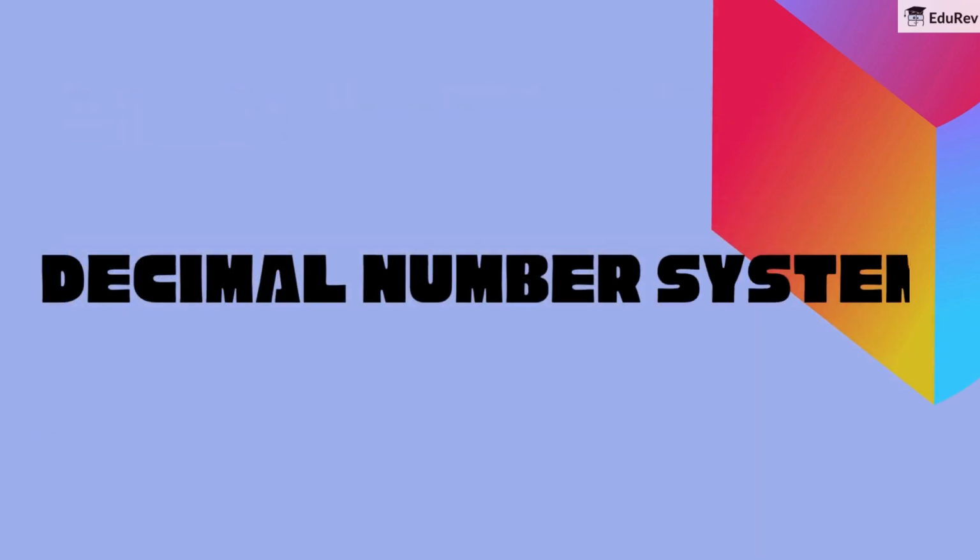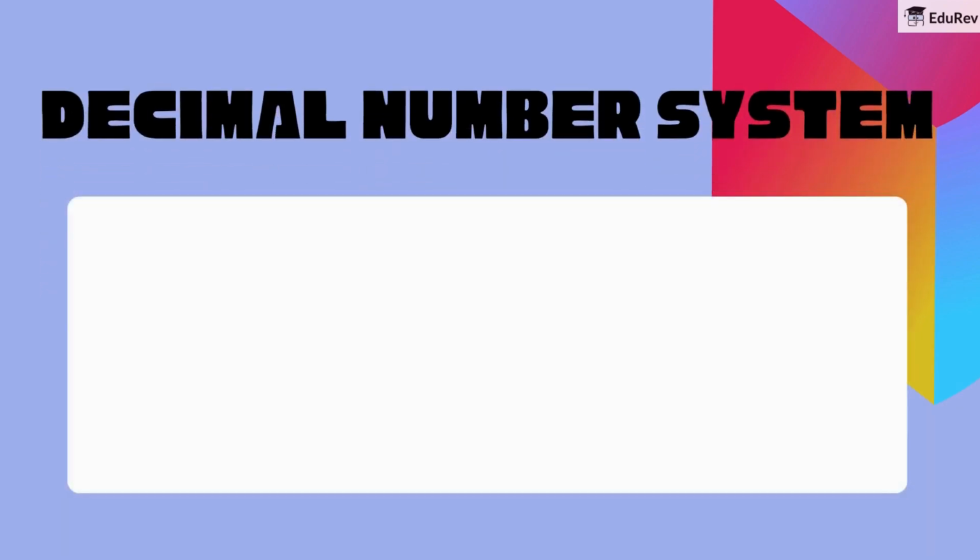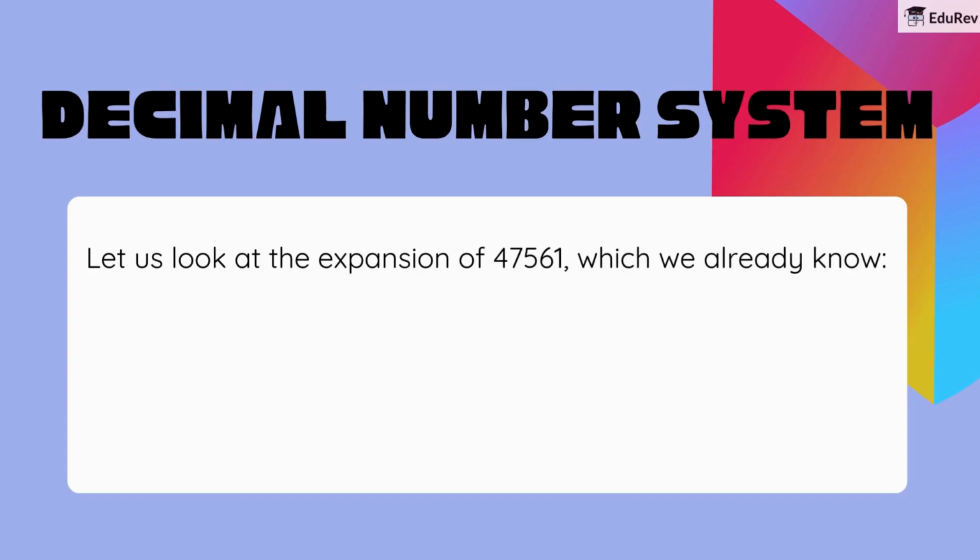Exponents are also used in decimal number system. Ever wondered how numbers are built? Any number is actually made up of different pieces, each representing a place value. So, let us look at the expansion of 47,561, which we already know.